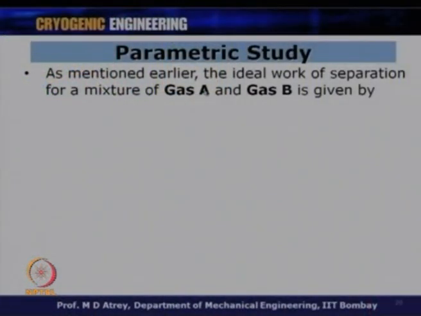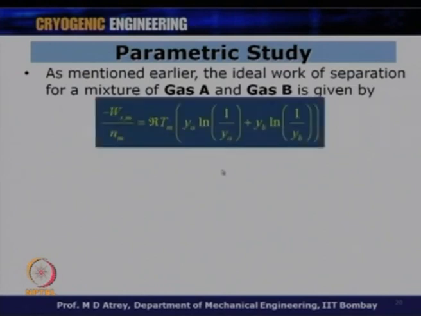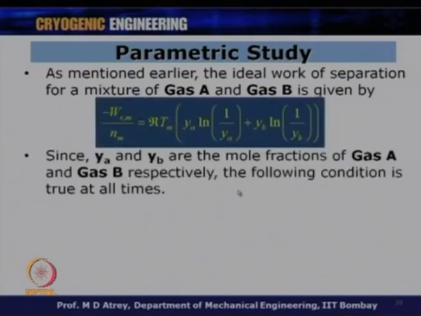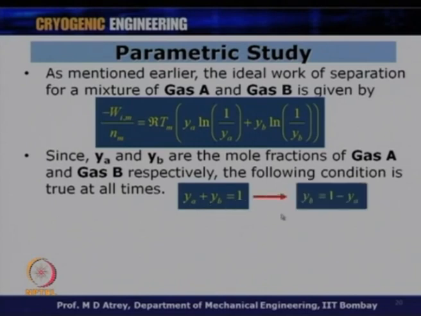Now, if I go for the parametric study, I want to understand the effect of molar composition, the effect of temperature, etc. I can understand this by carrying out different parametric studies. As mentioned earlier, the ideal work of separation for a gas mixture of gas A and gas B is given by this formula, which we know about. Since Ya and Yb are the mole fractions of gas A and gas B respectively, the following condition is always true: Ya plus Yb is equal to 1, and therefore, Yb can always be 1 minus Ya.